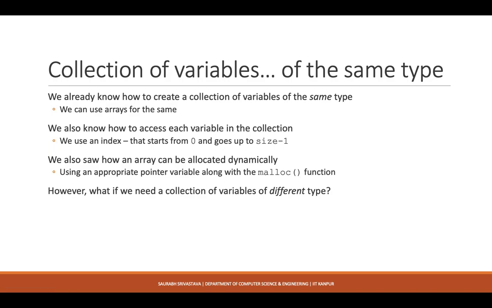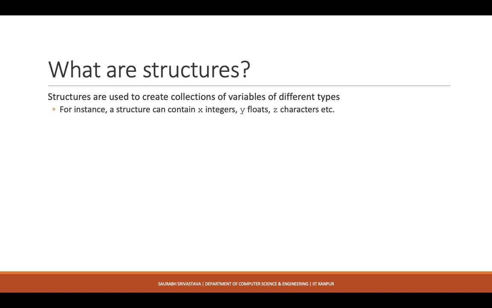However, what we've not seen till now is what happens if the collection of variables that we are trying to use are actually of different types, right? So for example, one is an integer, the other one is a float, the third one is a character, something like that. How do we collect these variables together in some kind of a box and then use them together? So the solution that we are going to discuss today is structures, and that is basically the answer to that query. So what are structures?